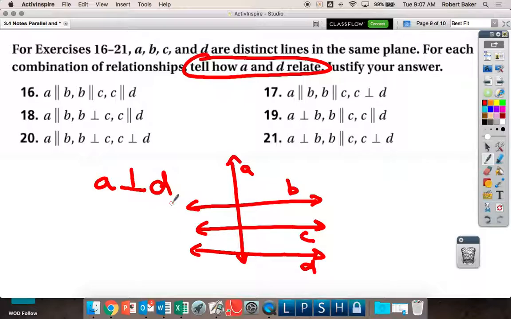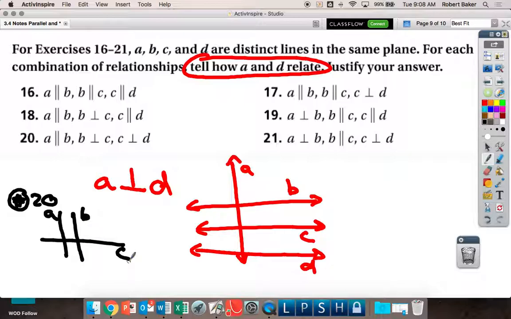All right, so he said number 20 as well, right? We said 20. So we'll draw number 20 over here. Struggle bus. A and B are parallel. Is that an 11 or a T? 11. B and C are perpendicular. Is that an 11 or a T? A T. C and D are perpendicular. Is that an 11 or a T? A T. What do you know about A and D? A is parallel to D. Nailed it. How do you feel about that? Good?